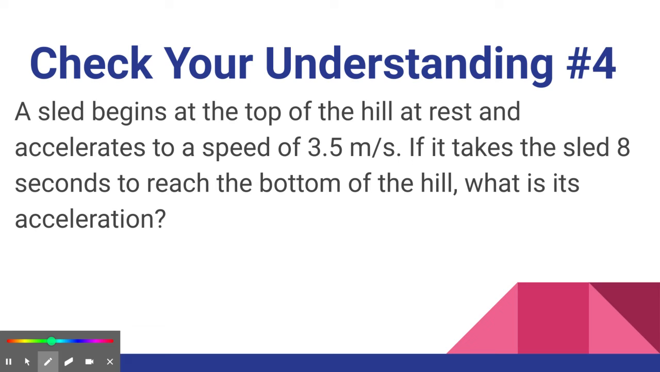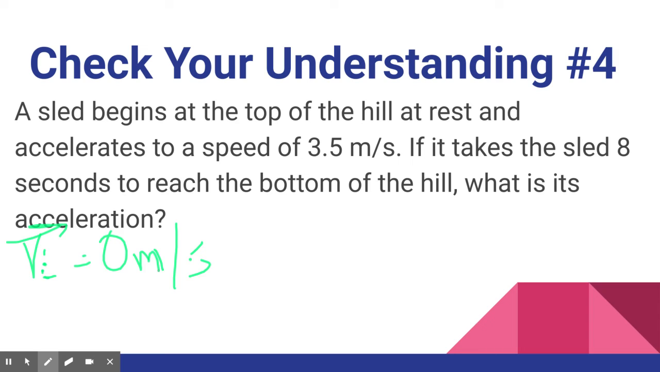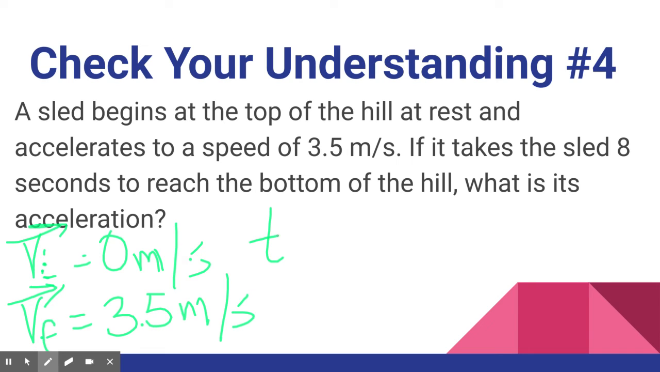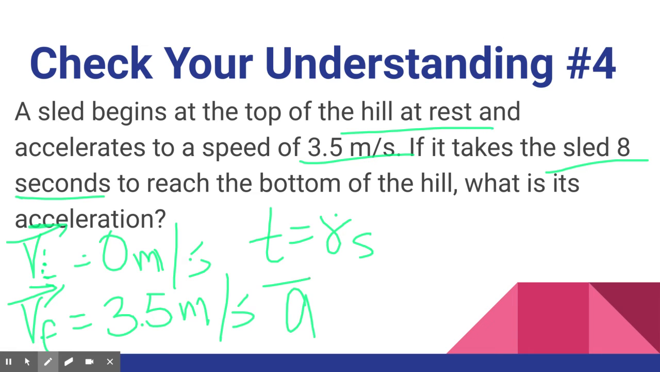Okay. So it looks like the sled begins at the top of the hill at rest, so our initial velocity here is 0 meters per second. We have a final velocity of 3.5 meters per second. This all happens in 8 seconds. We begin at rest, and we're asked to find acceleration.